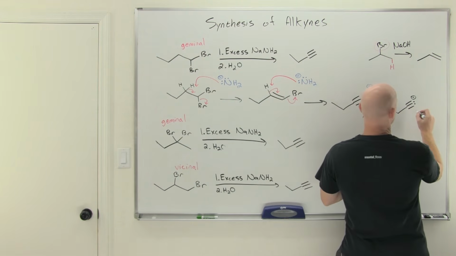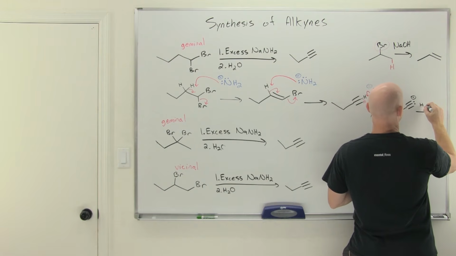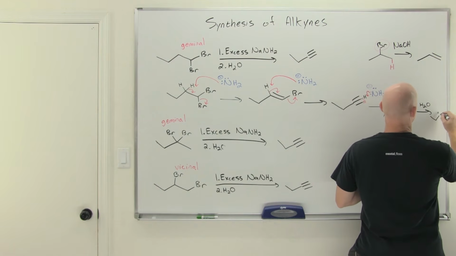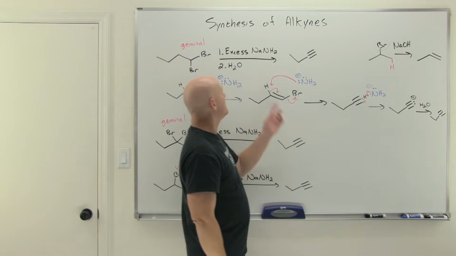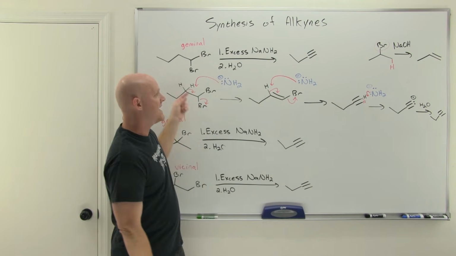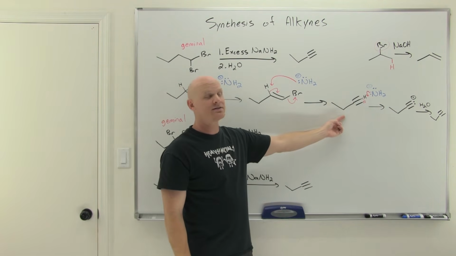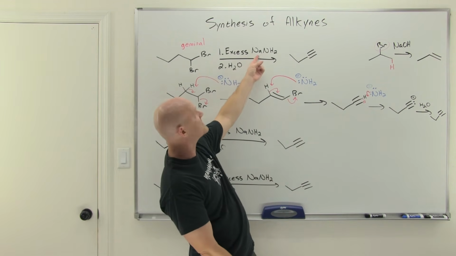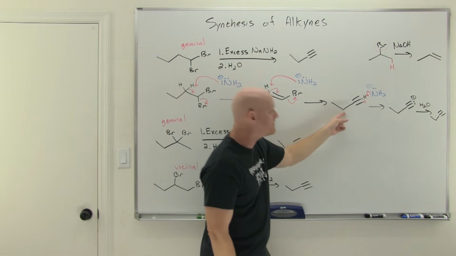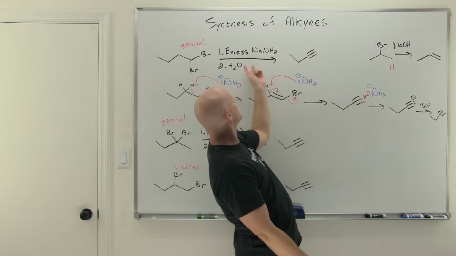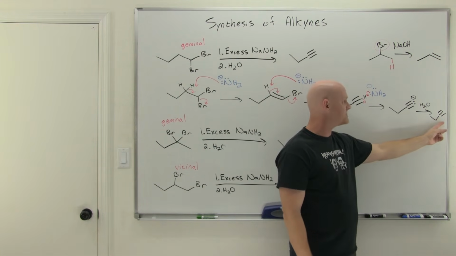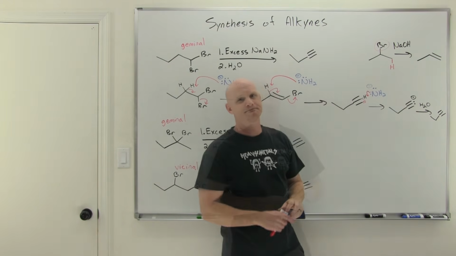And then finally, we'll just add some water in step 2 to protonate this thing and get us our final product. So it's just an acid-base reaction, that last step. But that's why we have to add water at the end, because as soon as you form what looks like your product, it happens in a solution that contains excess sodium amide, and so it immediately gets deprotonated, again, virtually 100%. And that's what the water serves the function of in that separate step, just to re-protonate it.